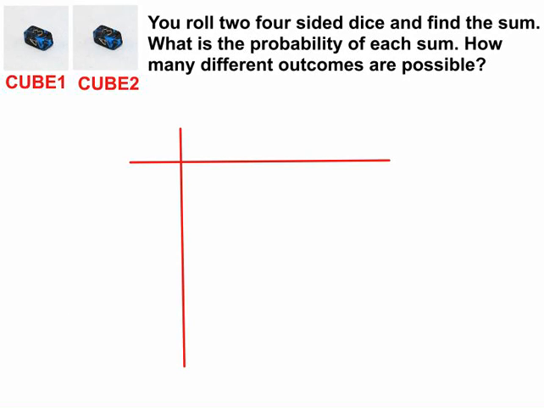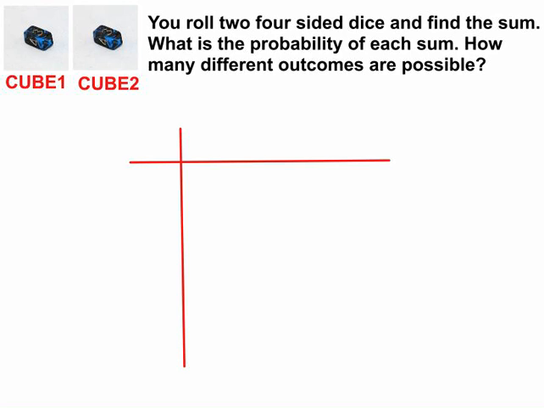In this video, I will explore all the different possible sums when you roll two number cubes, both numbered 1 through 4, and then find the sum. So the text says you roll two four-sided dice and find the sum. What is the probability of each sum, and how many different outcomes are possible?